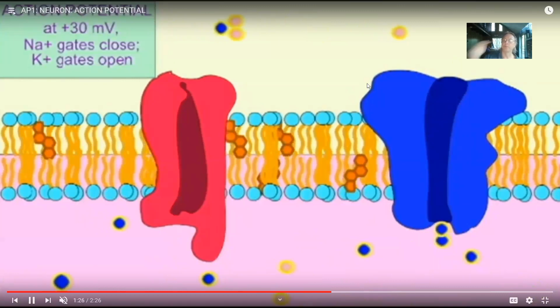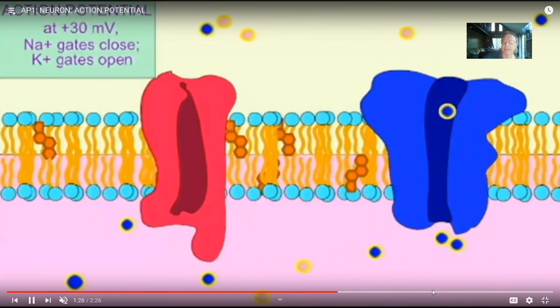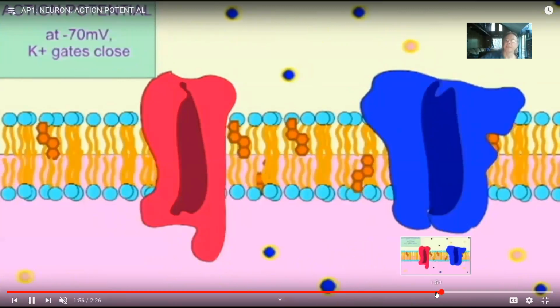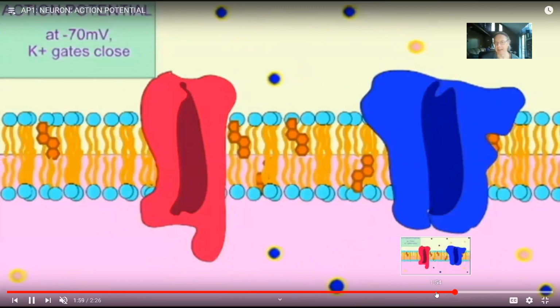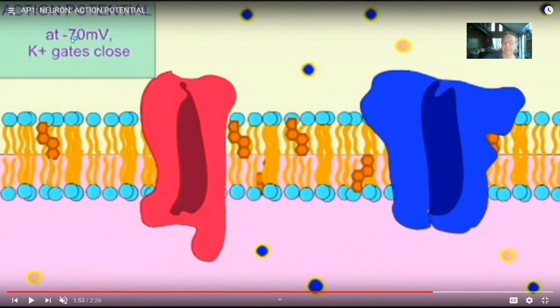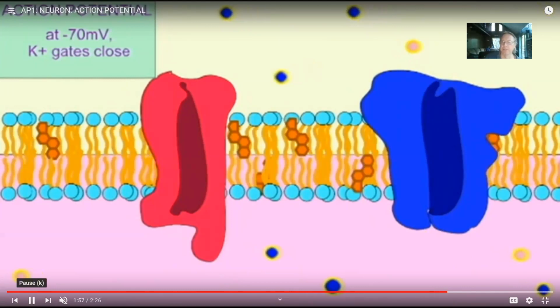And this membrane voltage, which was in the positive zone at +30, then becomes negative again as all of this positive potassium rushes out. And then the cell returns to its -70 millivolt resting potential, more or less. It'll actually dip a little bit under -70 millivolts. That's what's called an after hyperpolarization.